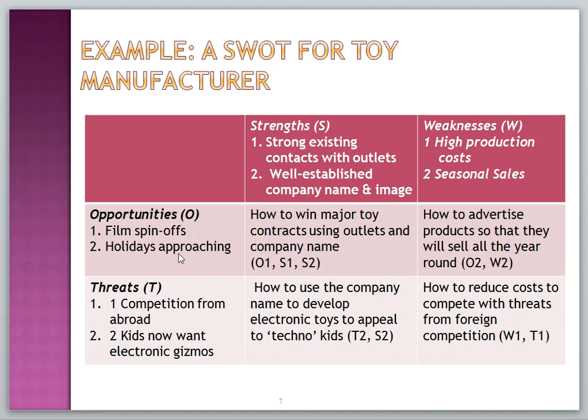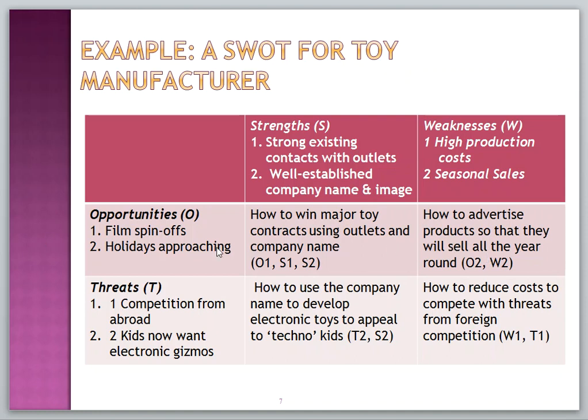This is O1 with S1, S2. So how do we use these two strengths? It's very classical, and we use these strengths as the beginning of the sentence. How do we use these two in relation to the opportunity of film spin-offs?